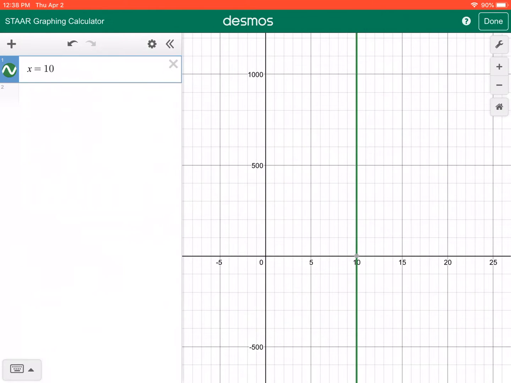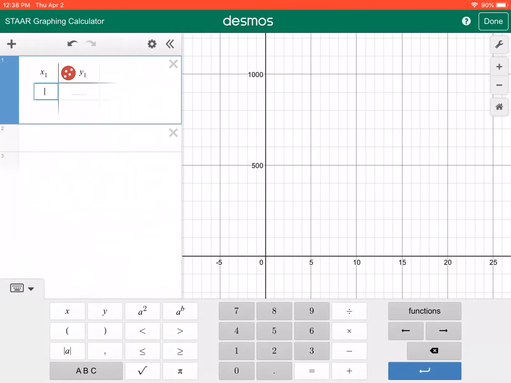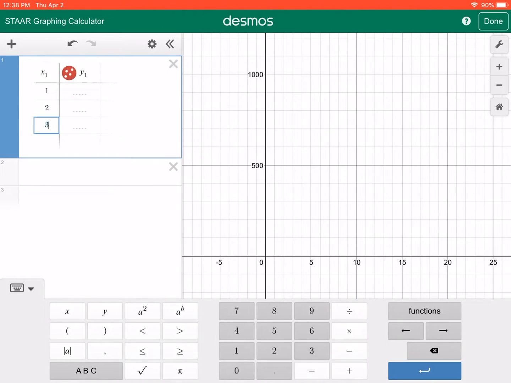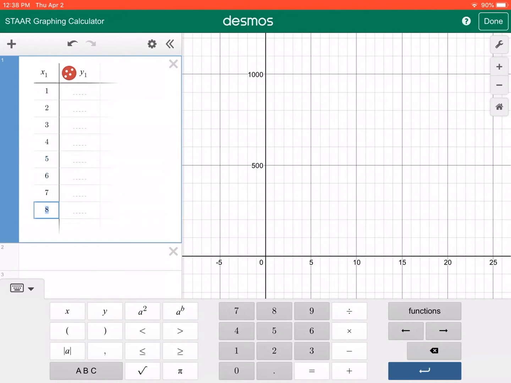I am going to delete everything that I had so I can start fresh. Add a table. So again, I see X1 and Y1. And remember we said 1, 2, 3. And Desmos found a pattern. And we're going to go all the way 1, 2, 3, 4, 5, 6, 7, 8, 9. All the way to 9. And then next to that, we're going to type in 14.